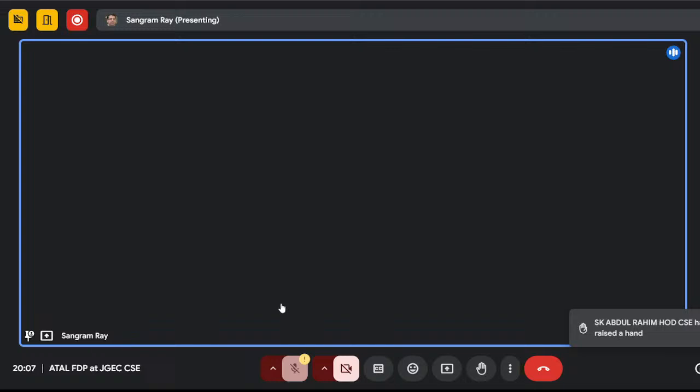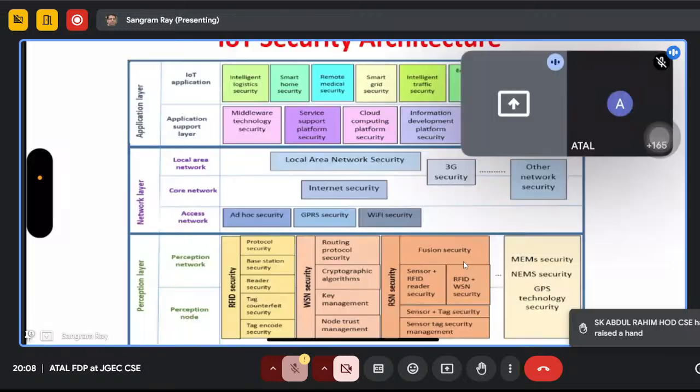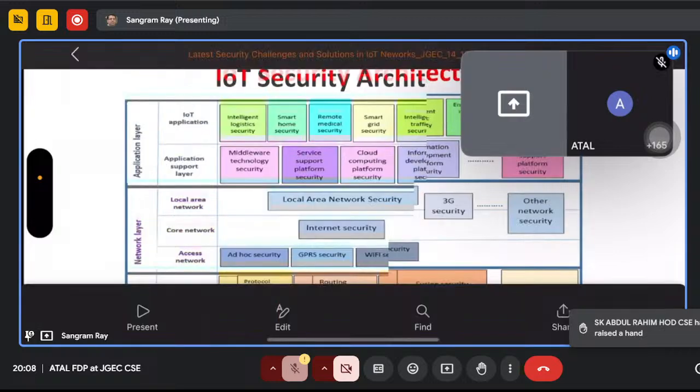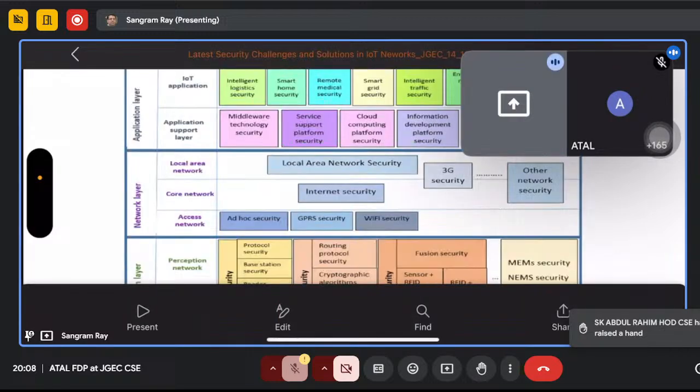And in the top level, in the applications support layer and IoT applications layer, there are the smart home security, remote medical security, and intelligent logistics security, etc.